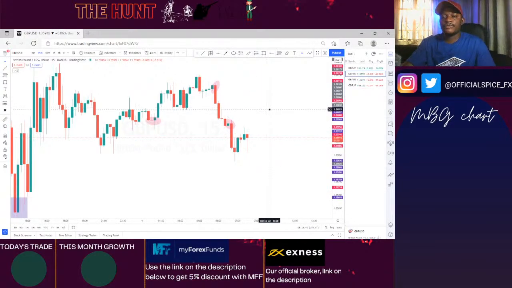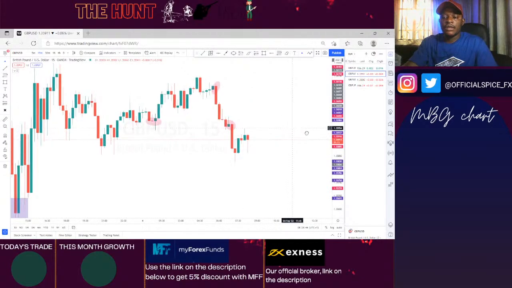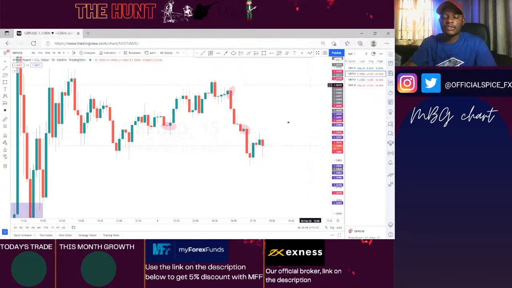So right now I'm just going to be very patient. This candle is bouncing back up. I'm going to be very patient to see an engulfing candle before getting into the trade. Of course, we're going to be doing this together so these guys can understand very well.